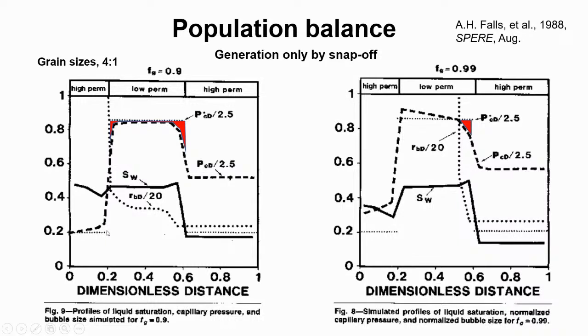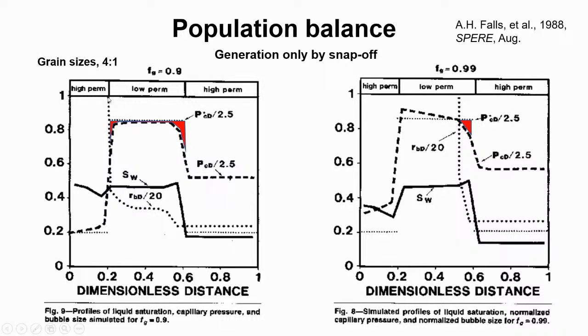If above it, snap-off doesn't occur. And so that's the critical capillary pressure. In red, where the capillary pressure is less than the critical capillary pressure, you're having foam generation here, near the outlet of the low permeability region.